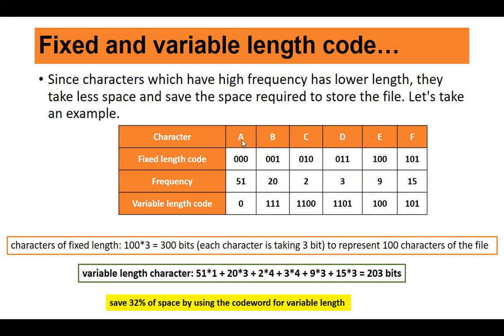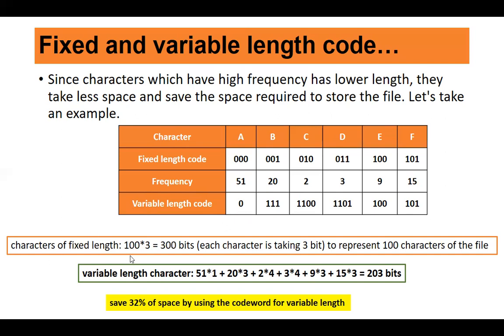So A is appearing 51 times out of 100, so its code length is only of size 1, right? Whereas B is appearing 20 times out of 100 and its code length is 3. C is appearing only twice in the whole file out of 100 characters. Its code length is of size 4. Fine. So now let us check how many bits are required if you encode this data using fixed length code.